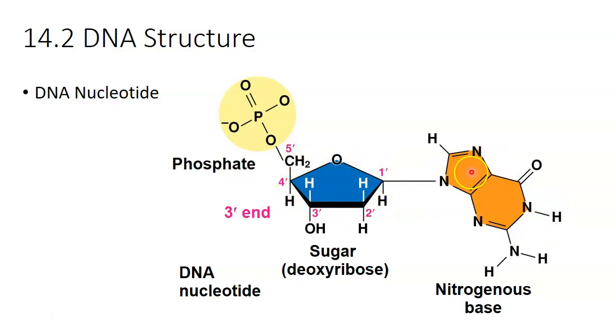This is two rings, so this is either adenine or guanine. I'll show you those on the next page. Okay, so every DNA nucleotide is composed of three parts: a phosphate, a sugar, and a base.